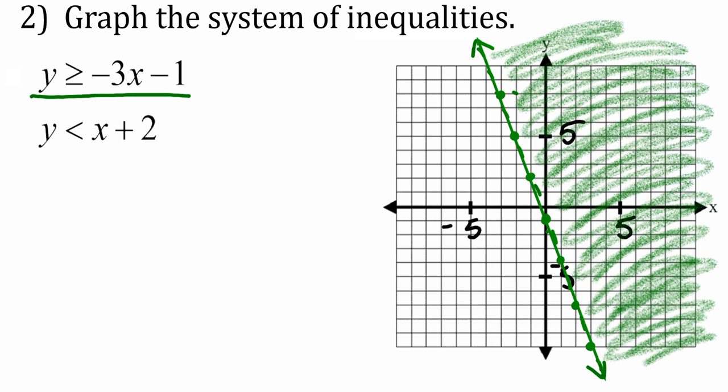Then we look at our second inequality. Is it already in slope-intercept form? Yes, it is. What would be the y-intercept? Well, that would be at (0, 2). So we're starting here. What's our slope?